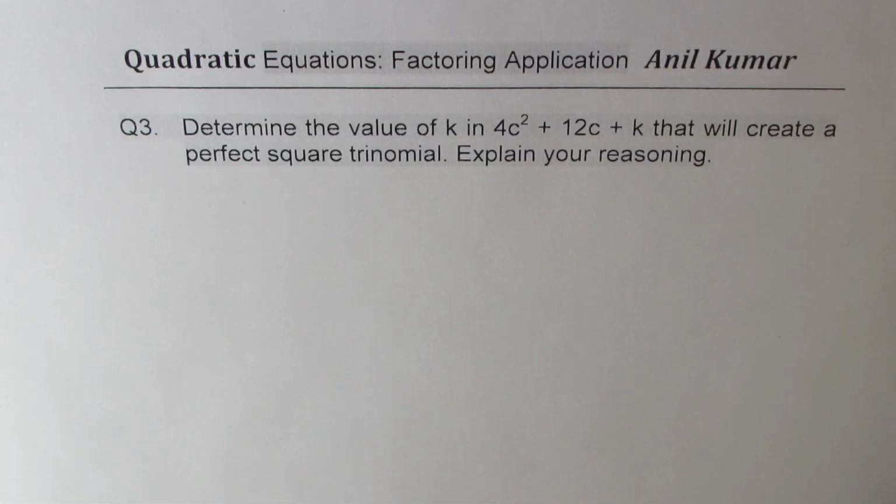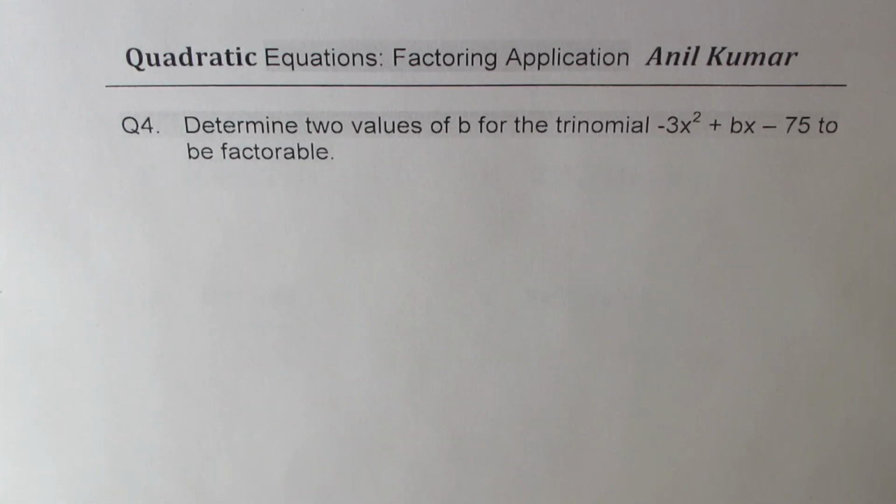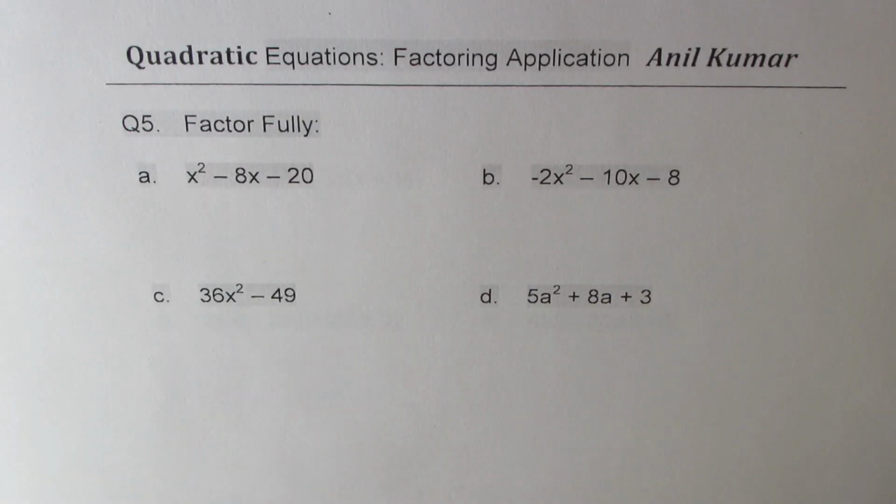Then we have question number 3, where you need to determine the value of k in the equation 4c square plus 12c plus k that will create a perfect square trinomial, and provide reasoning. There are communication marks for providing reasoning. Question number 4: determine 2 values of b for the trinomial minus 3x square plus bx minus 75 to be factorable. Very interesting question.